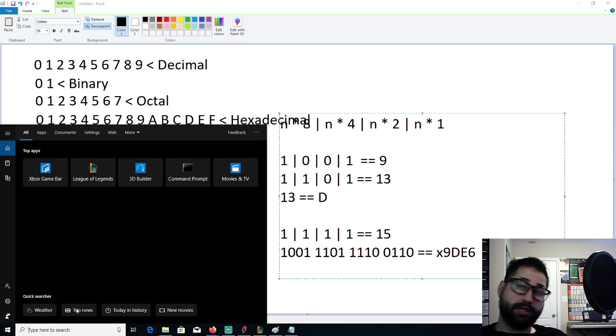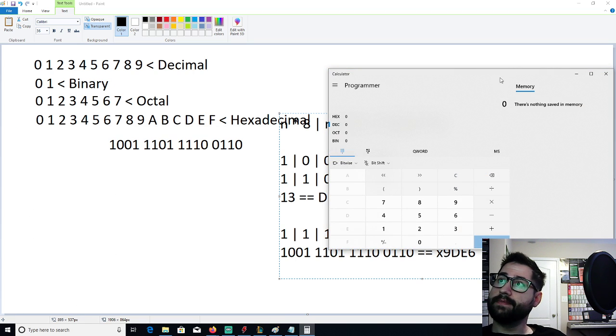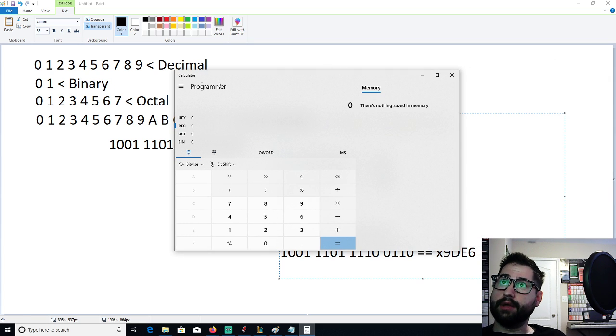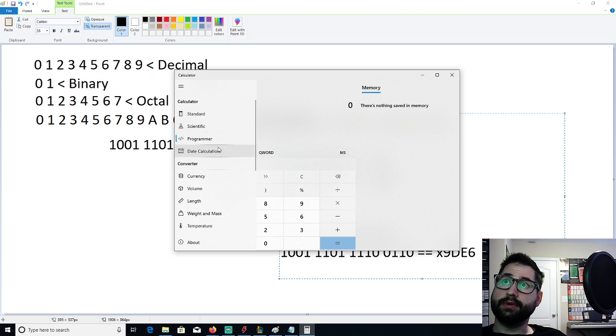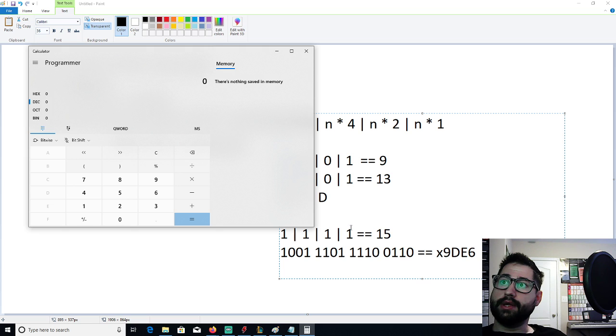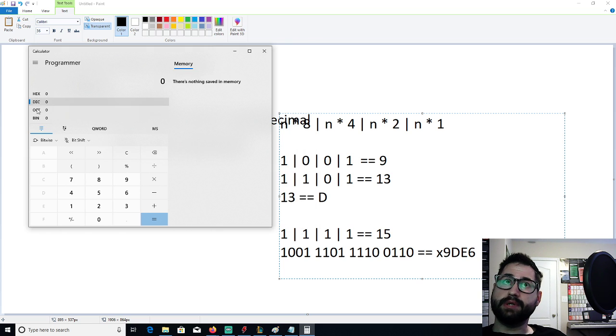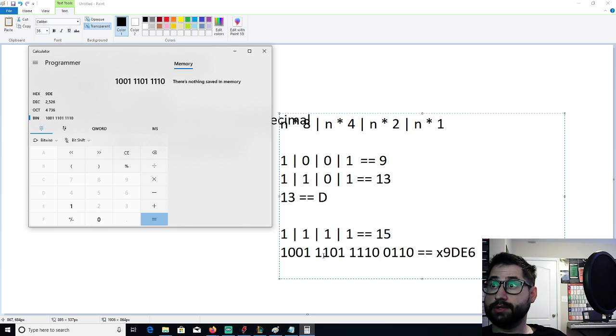And if we want to check, just to make sure I'm not lying to you, we'll open up the calculator. If you go into Calculator on Windows and switch to Programmer mode, you can type in the value based on what you want to type in. So let's say I wanted to type in the binary that we just did. I'll type in 1001 1101 1110 0110, which, if you look, gives you 9DE6, which is the same underlying value. So 9DE6 is what we just did.